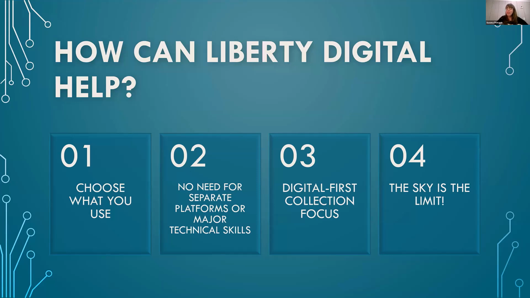Liberty Digital's focus is digital first. So in your library or information centre, we want to help you put your digital content first. And of course, the 4th way Liberty Digital can help, it can help you reach for the sky. You can include dedicated collections, easy links to custom searches, embedded viewers for documents and videos. You can create your own subpages on your homepage and so much more.